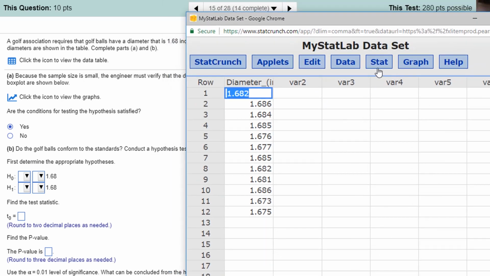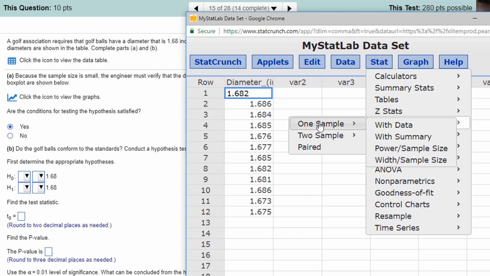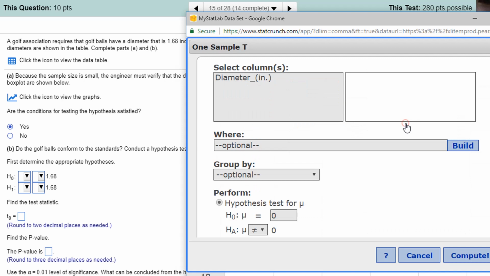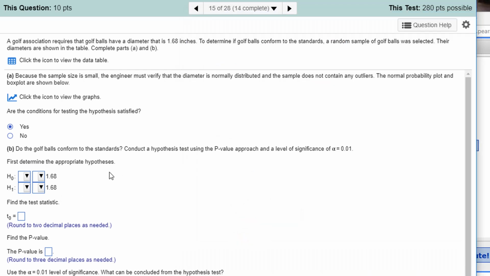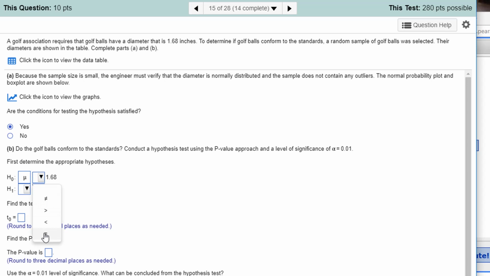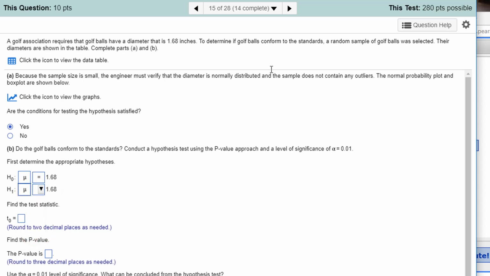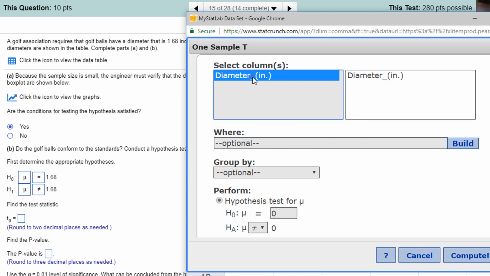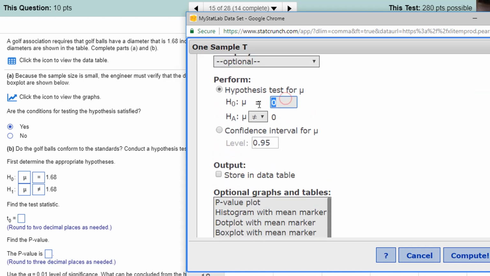And let's go to Stat. We're going to do a one sample t-stat with my data. Actually, you know what? I need to fill in the hypothesis. So the null hypothesis is we're talking about the mean golf ball size. Mu equals 1.68. They don't conform to the standards if they are bigger or smaller. Either one is no good. So I have to use not equal to in this case. I'm going to do the same thing to fill in my hypothesis test here. Mu equals 1.68 and then not equal to.